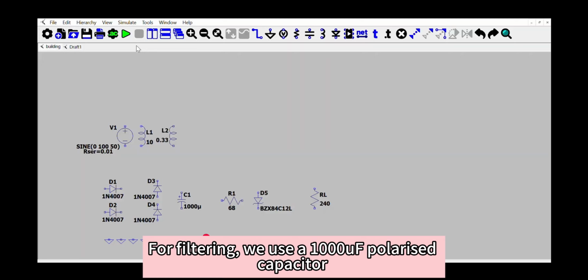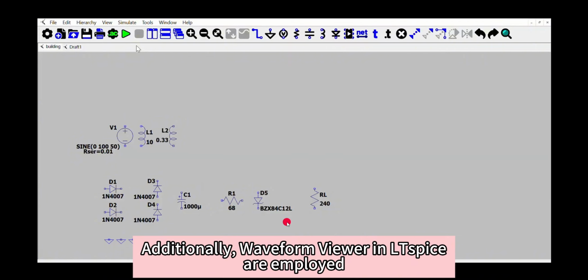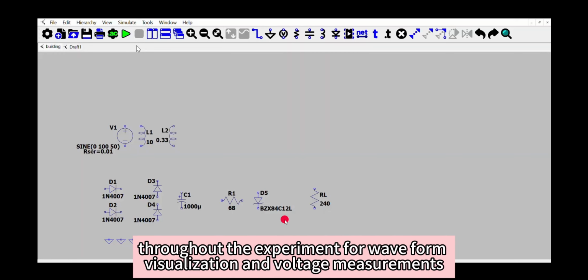For filtering, we use a 1000 microfarad polarized capacitor, and for the voltage regulation, we use a Zener diode with a Zener voltage of 12 volts. Additionally, the waveform viewer in LTspice is employed throughout the experiment for waveform visualization and voltage measurements.